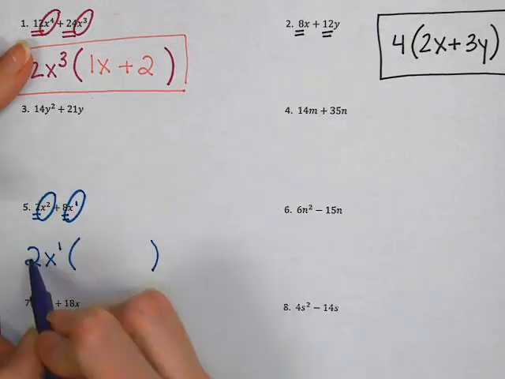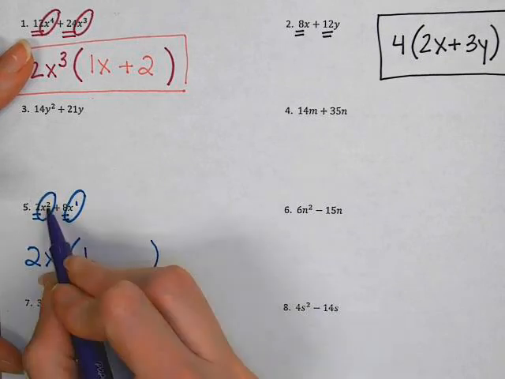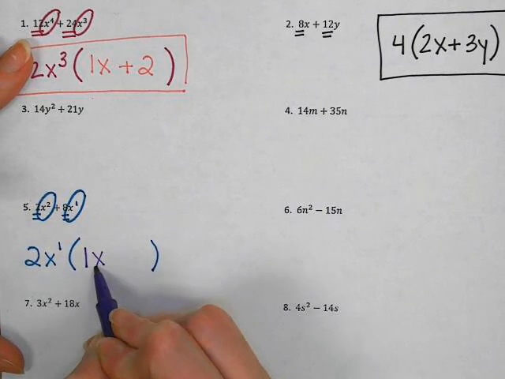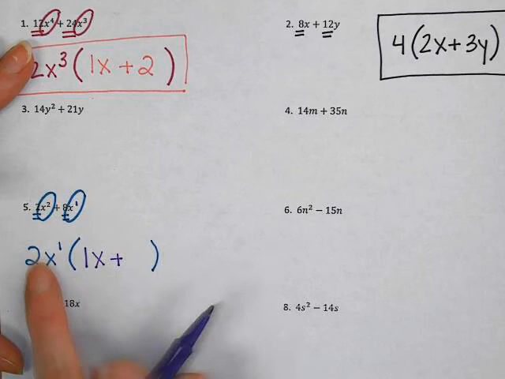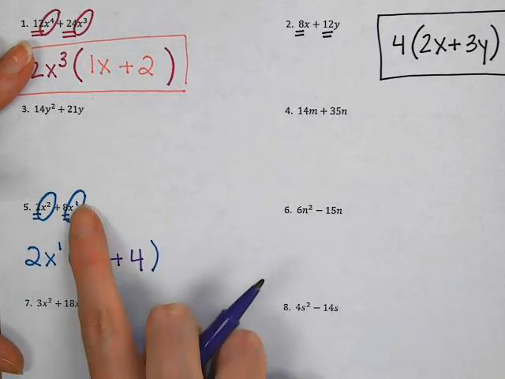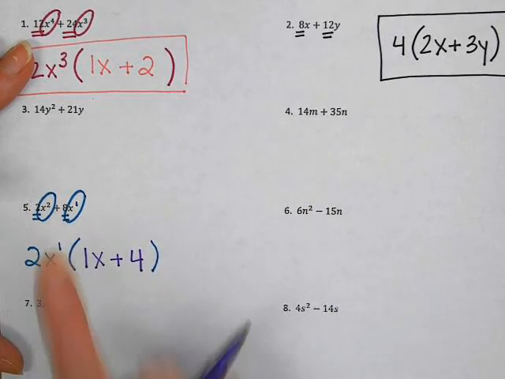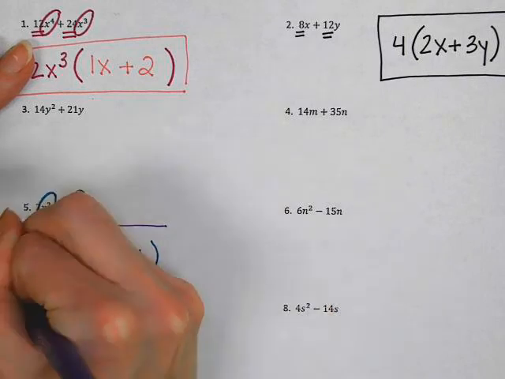So 2 divided by 2 is 1. And when you subtract the exponents, 2 minus 1 is just 1x left over. And then plus 8 divided by 2 is 4. And when you subtract the exponents, you get 0, so it's gone, so you don't write it, and that's your answer.